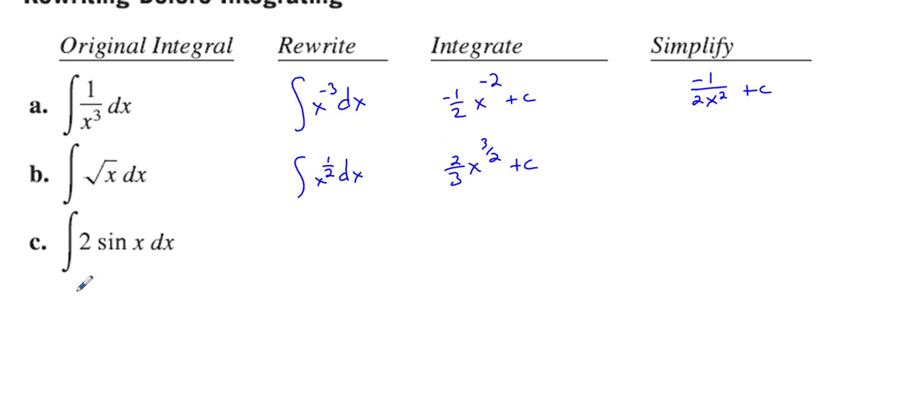How could we rewrite this one? Yeah, constant multiplier can come out in front. Do we really need to? Debatable. So 2 times, what is the antiderivative of sine? Negative cosine. Again, we can always check our answer. What's the derivative of negative cosine? Well, derivative of cosine is negative sine times negative 1, right? Plus c, and then negative 2 cosine x plus c. We good?